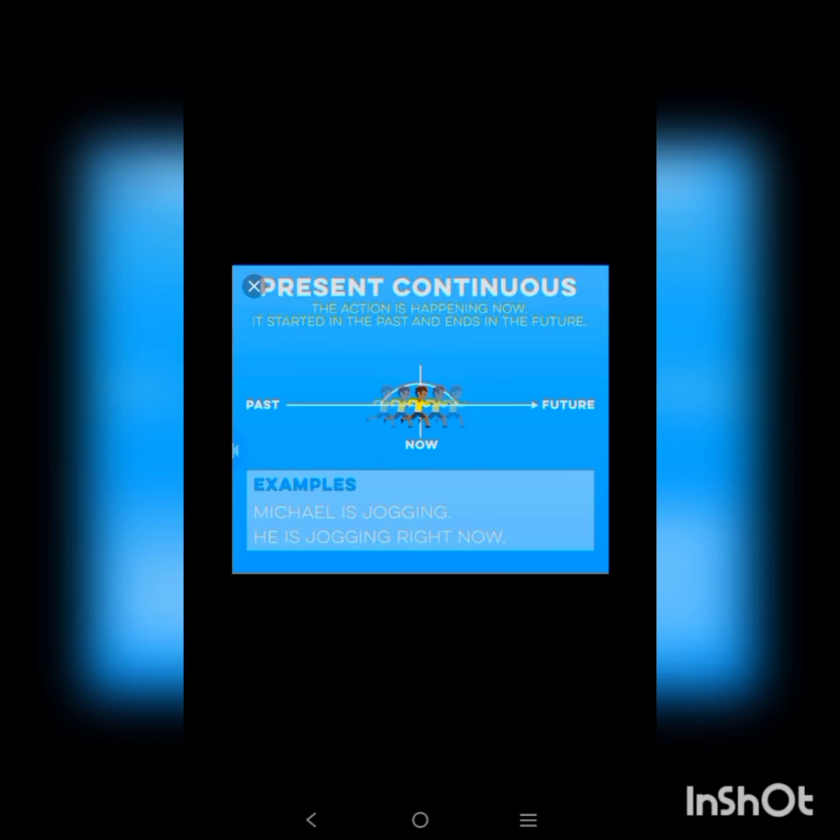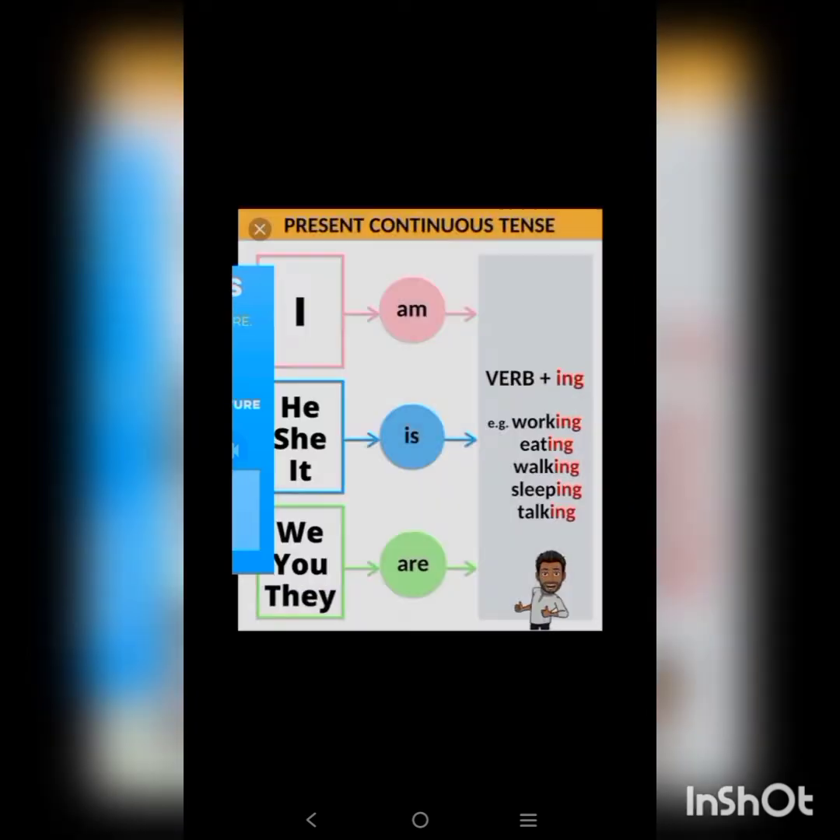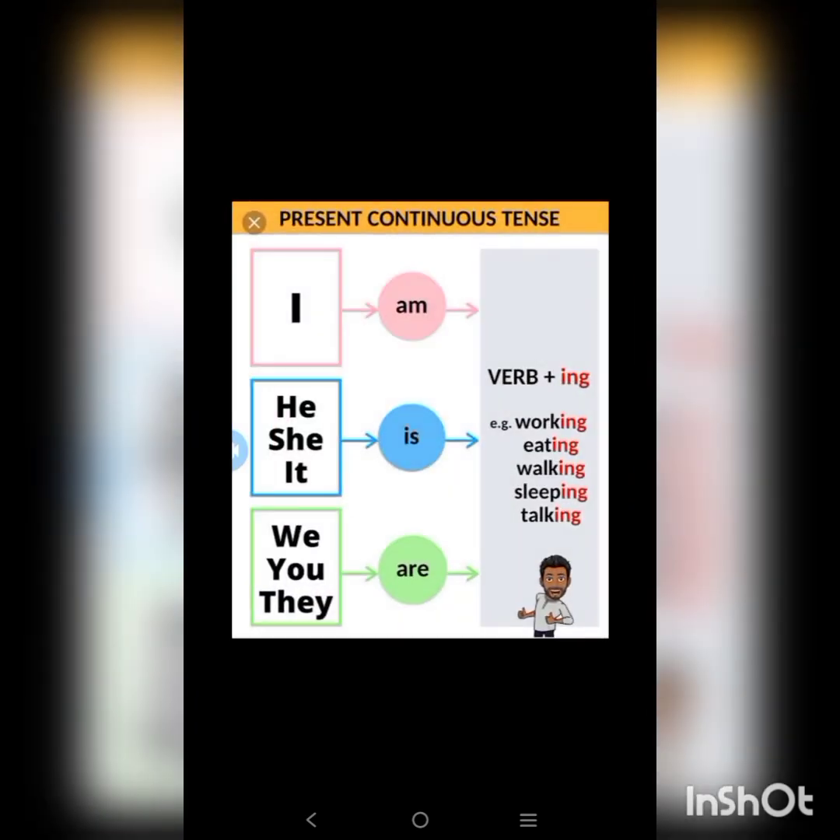Okay, Michael is jogging. See, this boy is jogging, is it? He hasn't completed it. He has started in the past and he is doing it in the present and he will complete it in the future. Okay, so have you understood? So see here, in this we will use verb plus ing. In present continuous tense we will use verb plus ing.